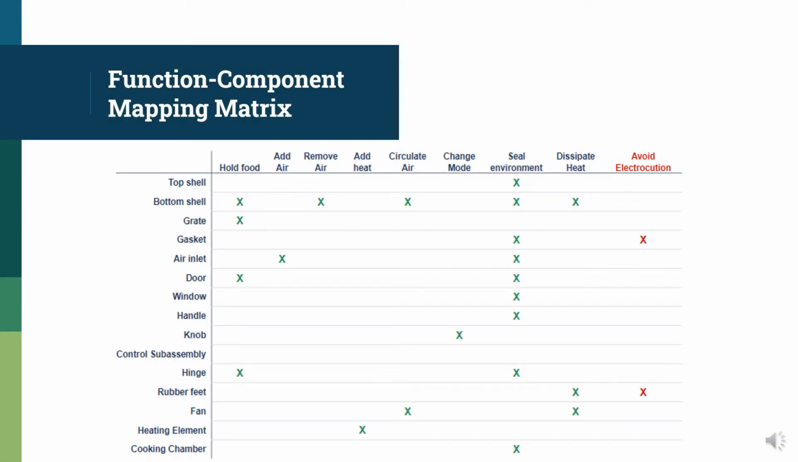Seen here is the function component mapping matrix. Half of the 14 parts outlined serve more than one function, with majority of them contributing to either or both holding the food and sealing the environment. This indicates that there's plenty of room for a potential redesign in how an air fryer holds food or seals its environment, but less flexibility in redesigning how it adds heat, for example, since only one component serves that function.